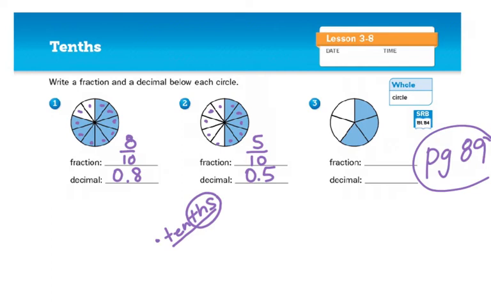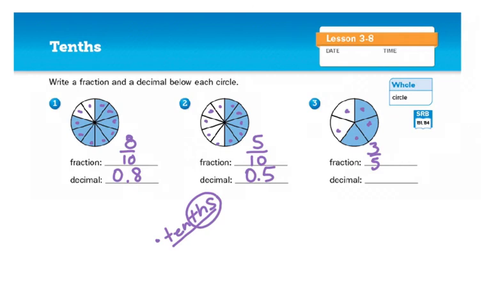Now, number 3 has 1, 2, 3, 4, 5. And 3 out of 5 of those sections are shaded. Now, they're going to try to trick you a little bit. But I know you are not easily fooled. Here's my decimal point. The place immediately following it is called the tenths place. The only way that we can write a number in there is if there are 10 equal sections.